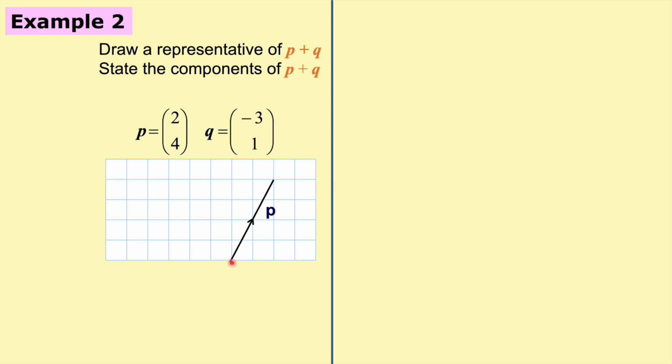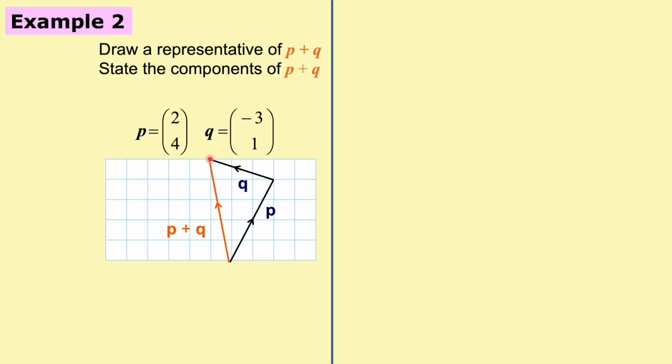So starting over here, along 2, up 4, and then starting drawing from the end of P, because that's starting our little vector journey. From the end of P, we're going to draw our vector Q. So we're going back 3 and then up 1, to get to this point, and then we're going to join them up, and we've got our direction in there. And then to draw that resultant vector, remember our little journey starts down here, and we're finishing up here, going in that direction. That means our vector P plus Q looks like this.